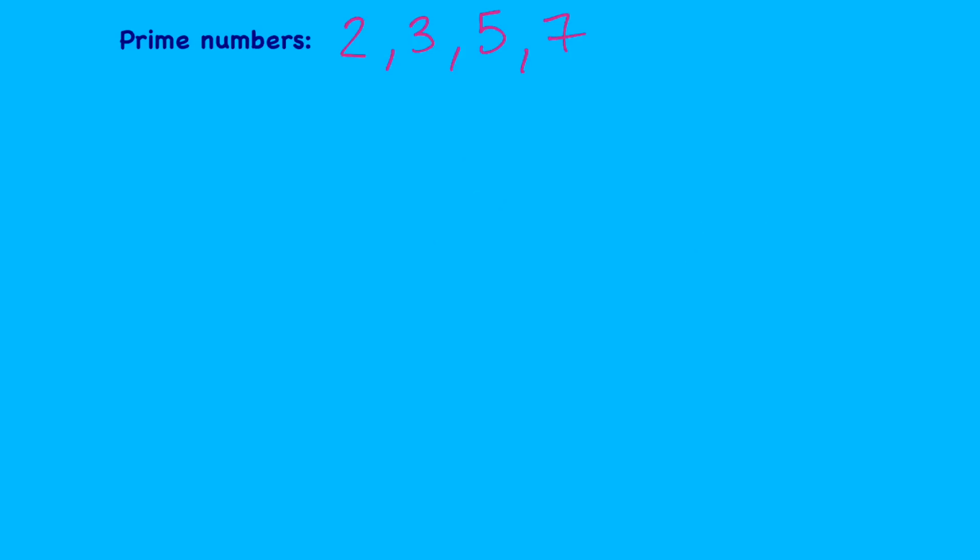Now I can tell you that the next prime number after 7 is 11, then the number 13, then 17, then 19, then 23 and 29.